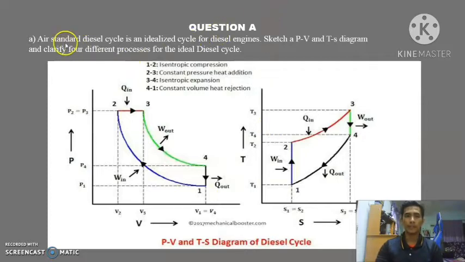Question A. A standard diesel cycle is an idealized cycle for diesel engines. Sketch a PV and TS diagram and clarify 4 different processes for the ideal diesel cycle. Here is the PV diagram and this is the TS diagram. PV stands for the pressure over volume diagram and TS stands for the temperature entropy diagram.